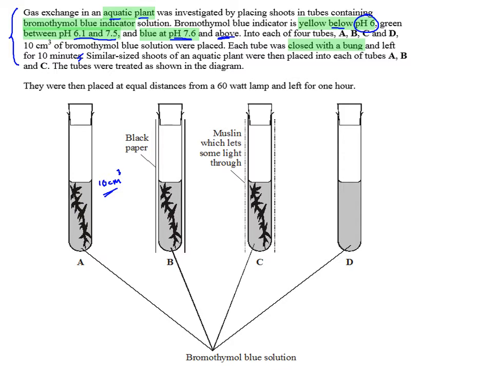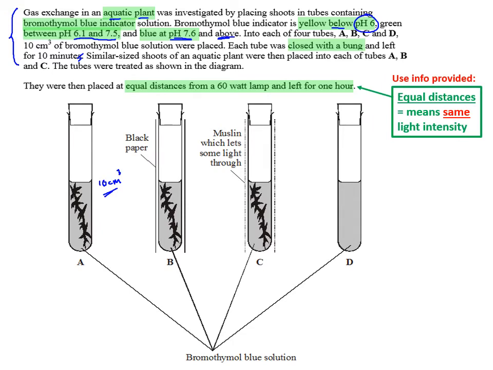Similar sized shoots of an aquatic plant were then placed into each of the tubes A, B, and C. Now it tells us again that this is an aquatic plant, and we can see here A, B, and C have approximately the same sized shoots of this particular species of aquatic plant. So another control variable is the species of aquatic plant that's being used. It has to be the same species. Ideally, it could even be the same shoot that's just used multiple times, one after the next.